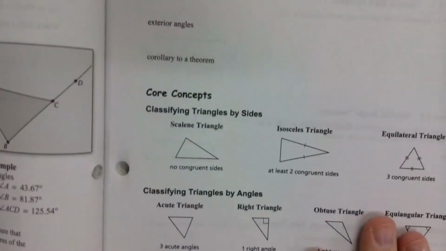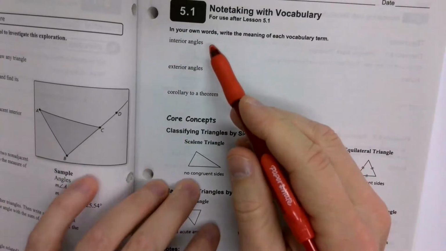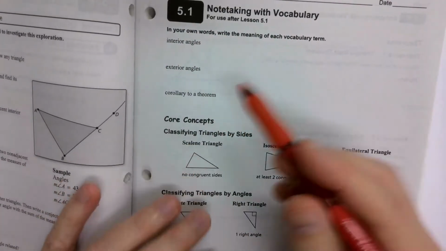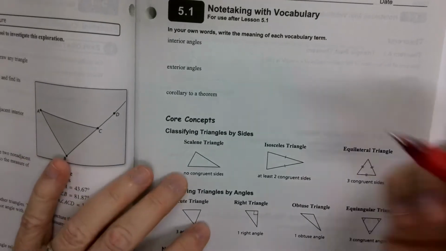Here we go. So we're going to start off using our student journal. Hopefully that will be helpful for you. And in our student journal, we're going to talk about things called interior angles, exterior angles, and what a corollary is. Okay, so here we go.